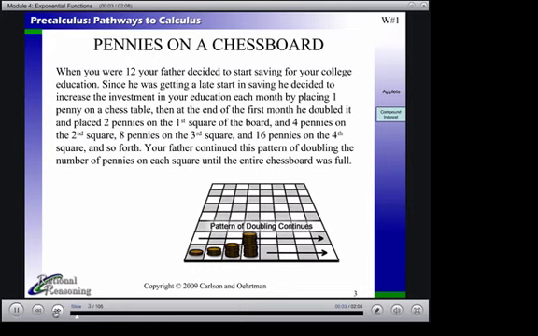And since he was getting a late start, he decided to increase the investment in your education each month in the very conventional way of placing 1 penny on a chess table. And then at the end of the first month, he doubled it. He placed 2 pennies on the first square. So imagine that there's, you don't have to imagine, I can draw it.